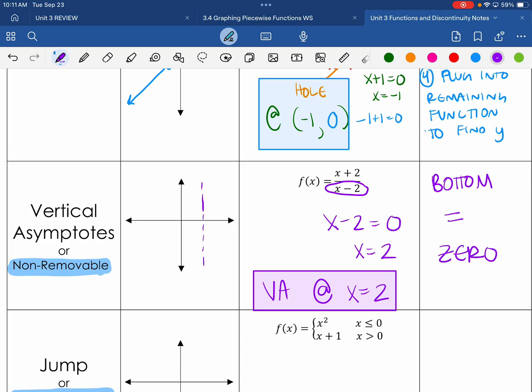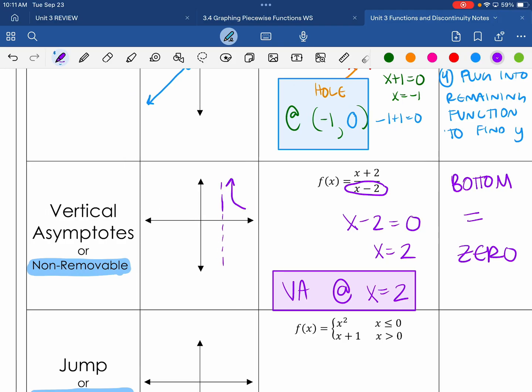And graphically, it looks something kind of like that. And you would have a vertical asymptote. Now, vertical asymptotes, you don't need to find a y value. It is just x equals. That is where your vertical asymptote is. The only thing that needs a specific coordinate point is a hole. So VAs and jumps are just going to be x equals.